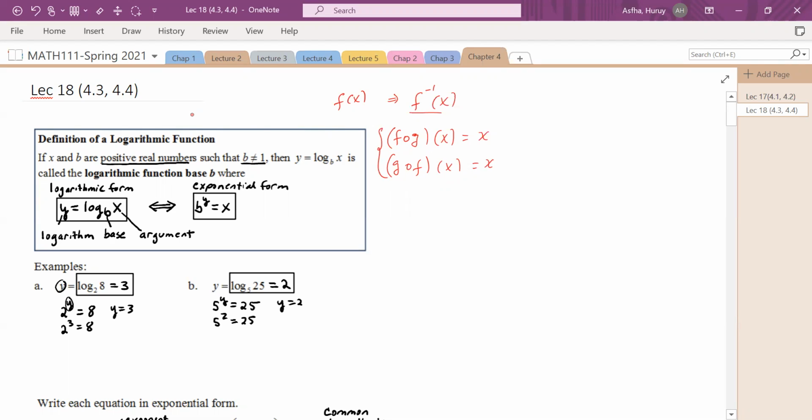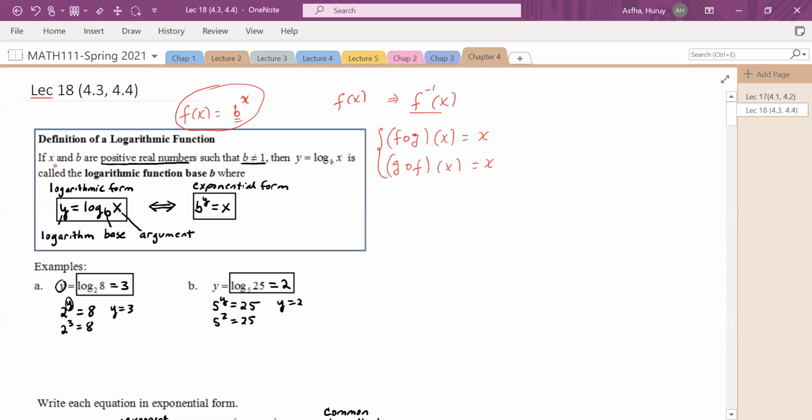Now, we are familiar with exponential functions, which are functions given in the form of b to the power of x, where b is a constant between 0 and 1, or greater than 1, and x is the variable, right? So this type of function, we call exponential functions. Now, the inverse function of such a function is called the logarithmic function.